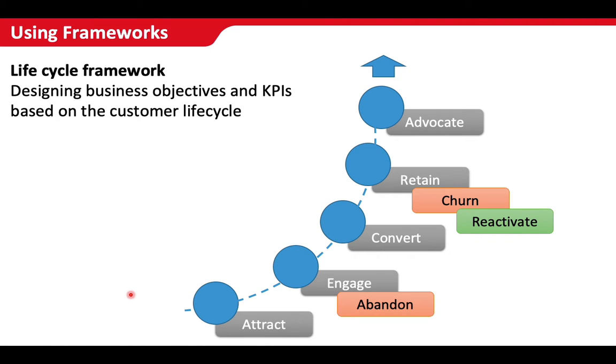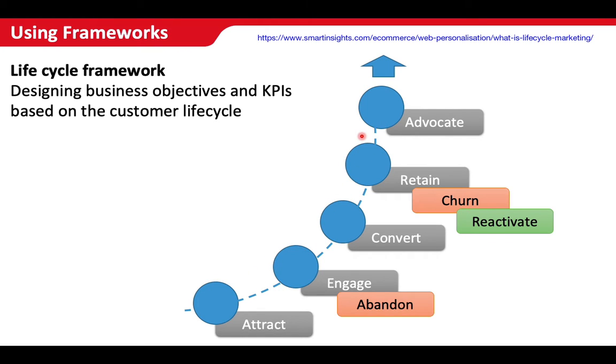So you have the common areas of attracting the customer, engaging them, converting them, retaining them, and then that customer being an advocate for another customer. That could be your NPS score, your Net Promoter Score. So you're looking at doing that. You want to prevent churn. You want to reactivate the customers. You want to engage them instead of abandoning them. So you're looking at metrics along this.